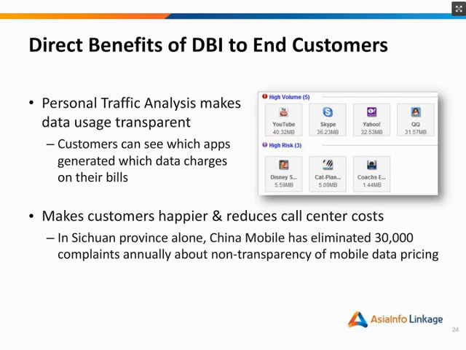In this case, though, China Mobile is able to take the initiative, and they can not only tell customers exactly which applications generated which charges, but they can also warn customers about apps that they perhaps haven't used very much yet, but that would create high data charges if the customer started to use them more. So with this much more informed and proactive approach, giving customers access to that data, China Mobile, just in one province in Sichuan, has eliminated some 30,000 complaints annually about non-transparency of mobile data bills. Those calls were typically quite difficult to answer in the past, and now they're eliminated.